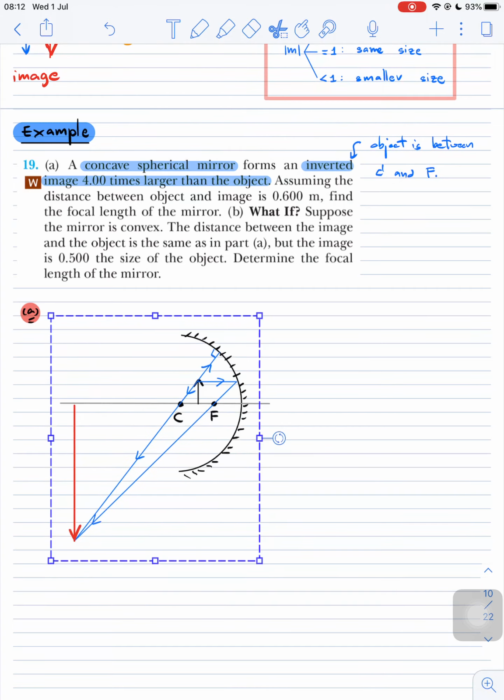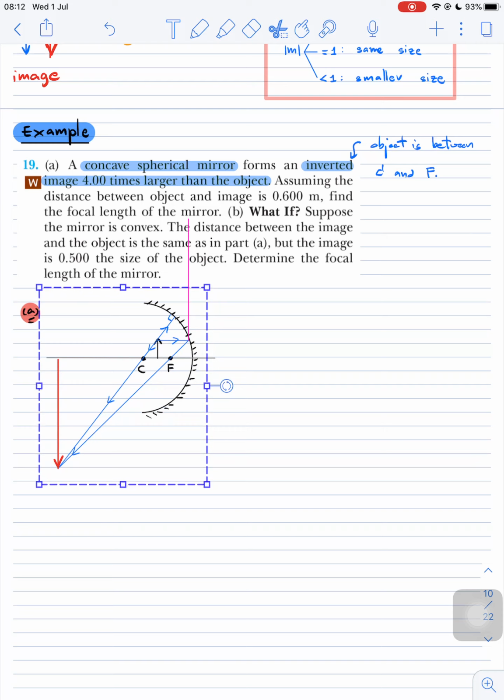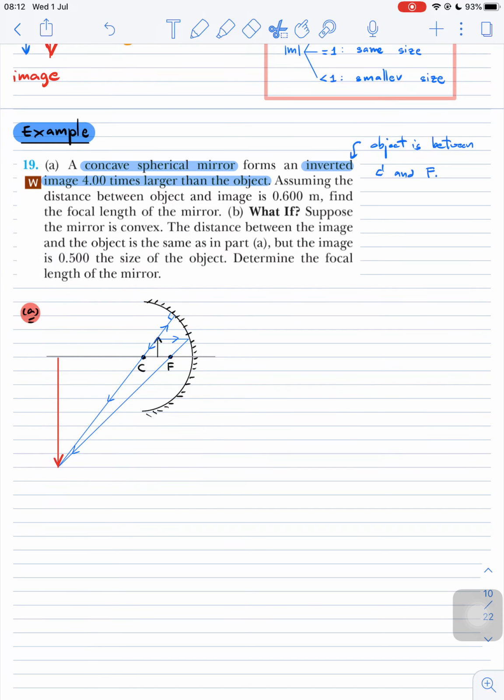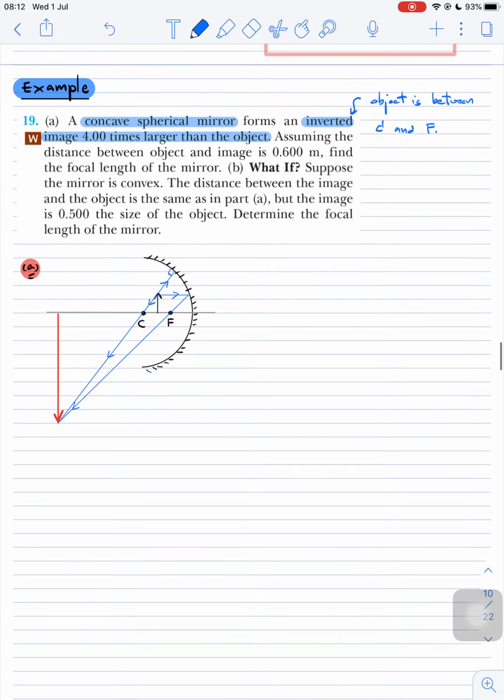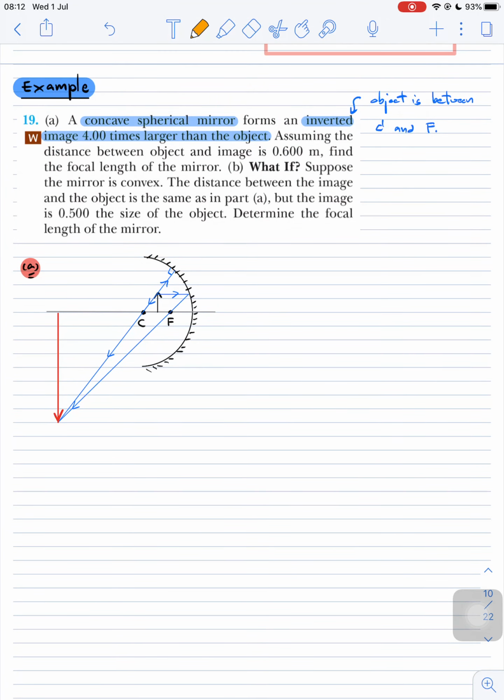Okay, let me make it smaller. Okay, good. So assume that the distance between the object and the image is 0.6 meter. So here let's say that we have this one to be the object distance, right? We use the symbol s.